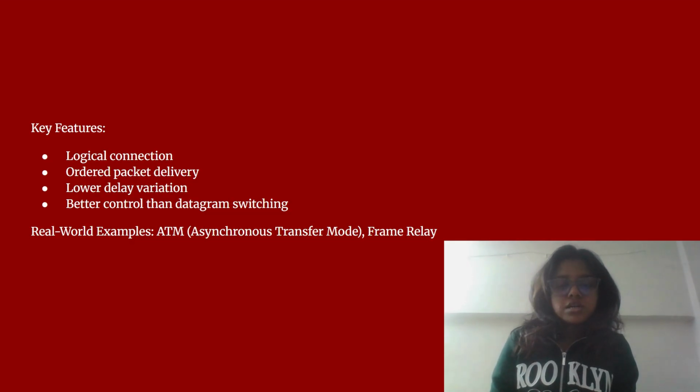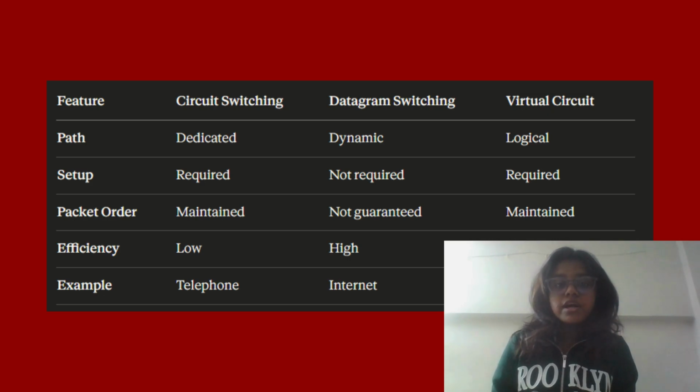Once the circuit is established, the system enters the data transfer phase. In this phase, data flows continuously from sender to receiver through the fixed path. Since the route and resources are already reserved, there is no delay variation, no packet loss, and data arrives in the exact order in which it is sent. This makes circuit switching highly reliable for real time communication.